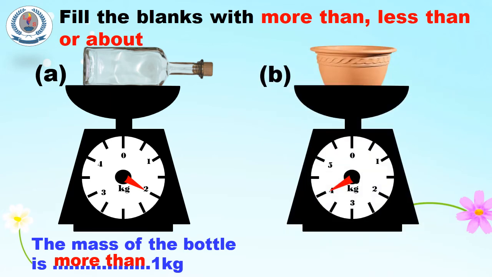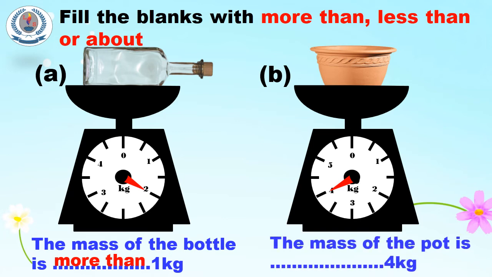Example 2. There's a pot on the scale. The question is, mass of the pot is blank 4 kilogram. Look at the scale. The needle is pointing at 4. So the mass of the pot is about 4 kilogram. Answer is about.